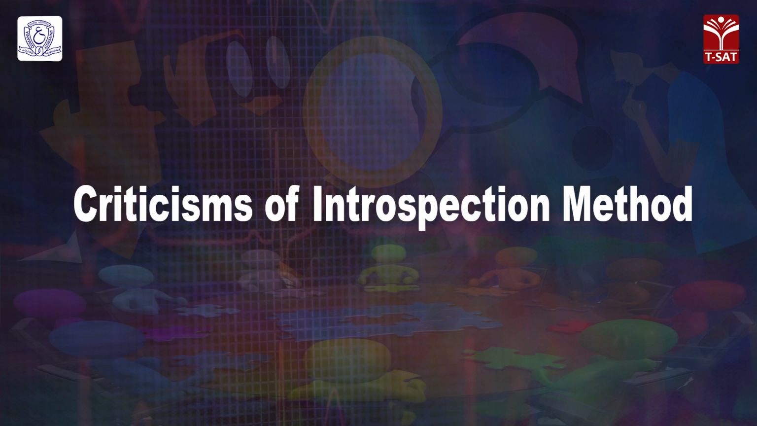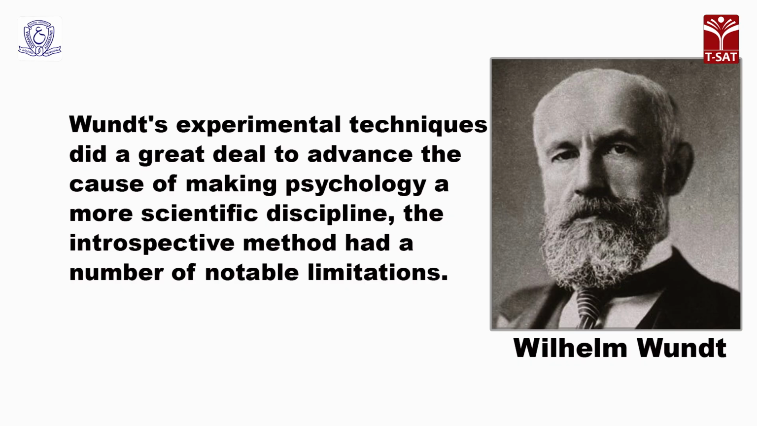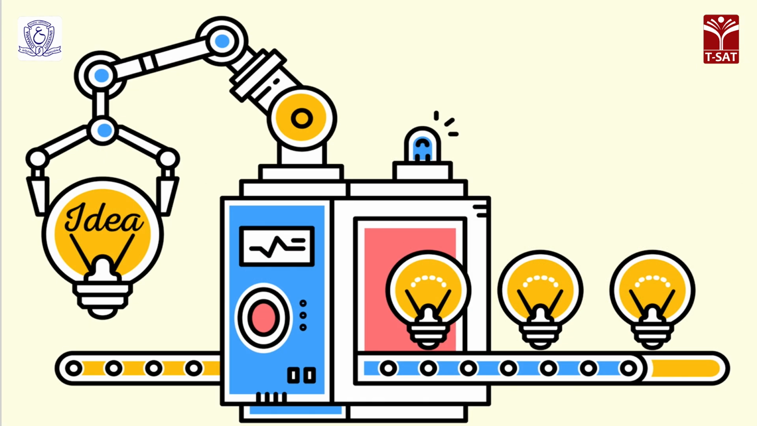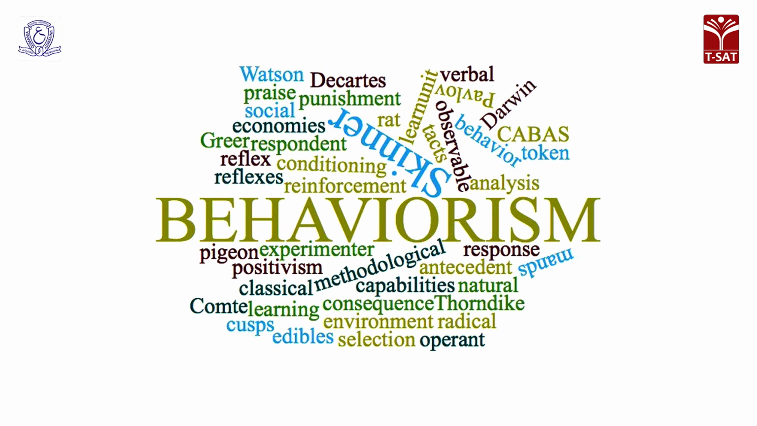Criticisms of the introspection method. While Wundt's experimental techniques did a great deal to advance the cause of making psychology a more scientific discipline, the introspective method had a number of notable limitations. The use of introspection as an experimental technique was often criticized, particularly Titchener's use of the method. Schools of thought, including functionalism and behaviorism, believe that introspection lacked scientific reliability and objectivity. Because the process is so subjective, it is impossible to examine or repeat the result.